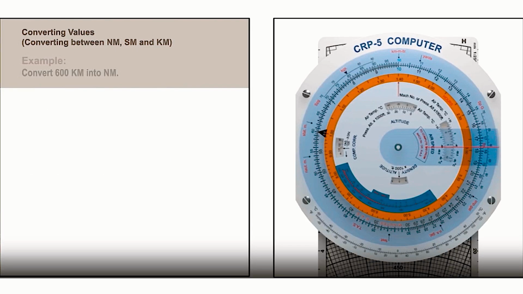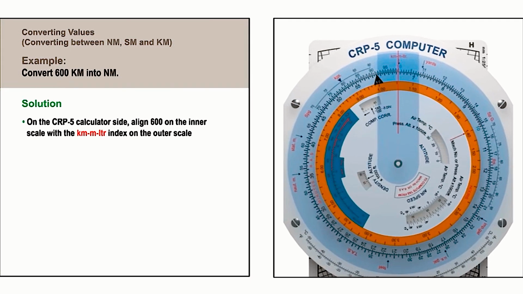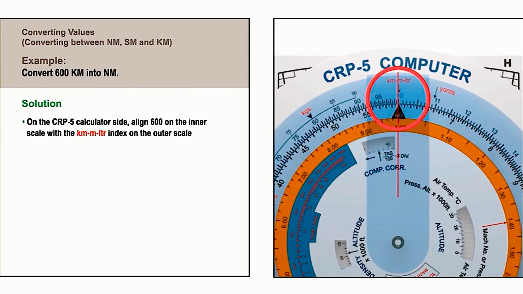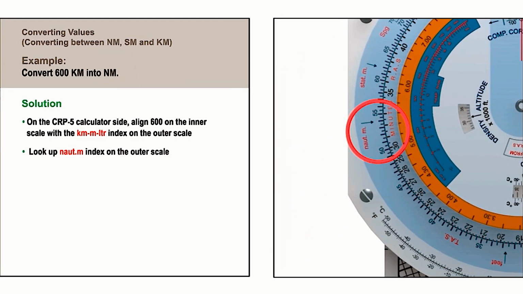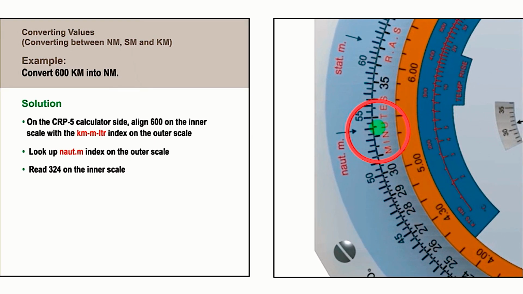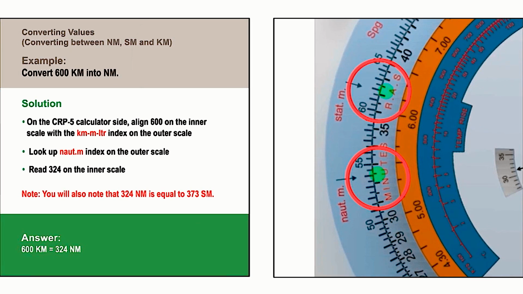To convert 600 kilometres to nautical miles, align 600 on the inner scale with the kilometres, metres, litres index. Then, look up the nautical miles index on the outer scale and read off the answer of 324 nautical miles on the inner scale. It is worth noting that you could also read off 373 statute miles against the statute miles index.